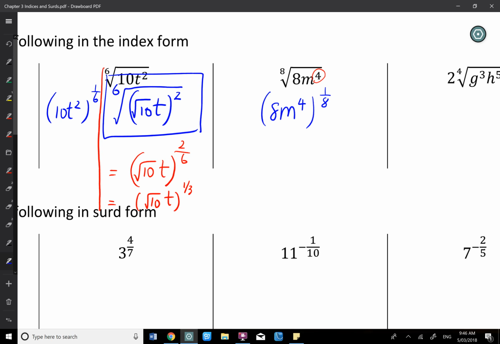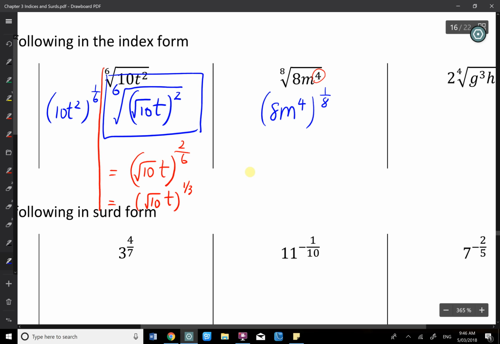But what I can do is something further. Just keep using the index law. What is 8? 8 is 2 to the power of 3, right? So I can say that's 2 to the power of 3, bracket 1 over 8, times m to the power of 4, 1 on 8.